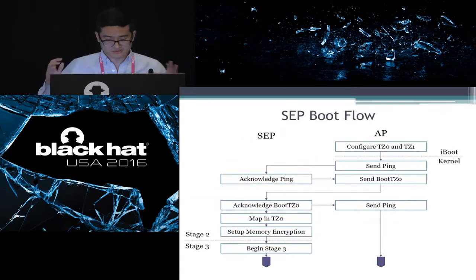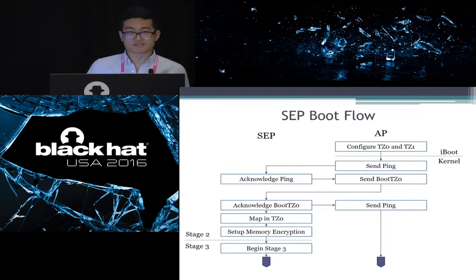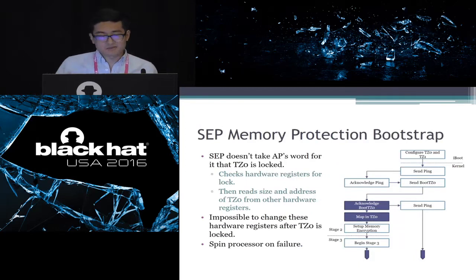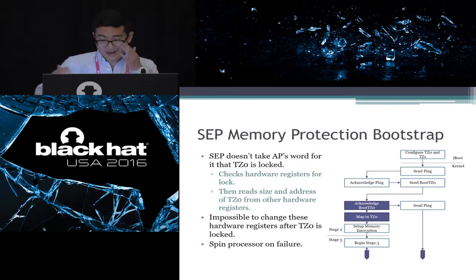Of course, it's sort of a complicated dance between the AP and SEP because they're both responsible for parts of this configuration. What's interesting about this configuration is that even though iBoot is the one responsible for configuring TZ0 and TZ1, the AP doesn't actually send permission for the SEP to continue to boot until after the kernel completely starts up. So there's an interesting division there. There's a portion of time where the SEP boot ROM is vulnerable to attack from the iOS kernel.